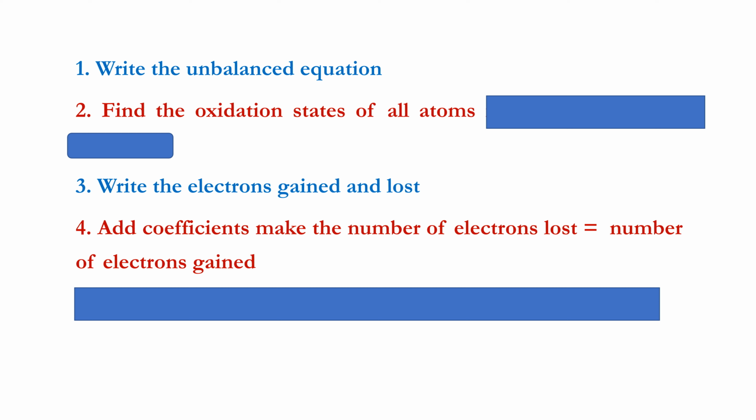Then the next thing is to write the electrons that are gained and those that are lost. After that, you add coefficients to make the number of electrons that are lost equal to the number of electrons that are gained. Then the final thing is to balance the rest of the equation by inspection. So we will apply all these rules in some examples.